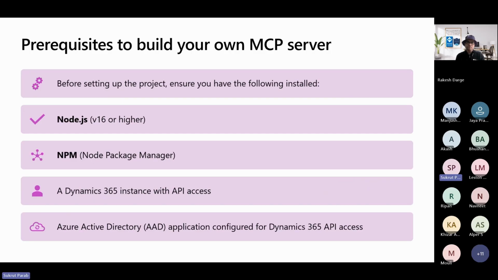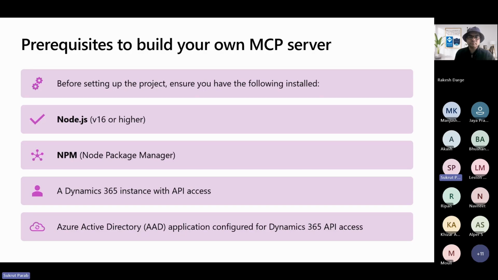So to build your own MCP server, there are some prerequisites. Before setting up your TypeScript or JavaScript projects, you need Node.js version 16 or higher installed, then Node Package Manager familiarity. If you are building it for Dynamics 365, which we are focusing on today with the out-of-the-box MCP server, then you need a Dynamics 365 FNO instance, or a Dataverse instance if you are going to create operations or tools for Dataverse.